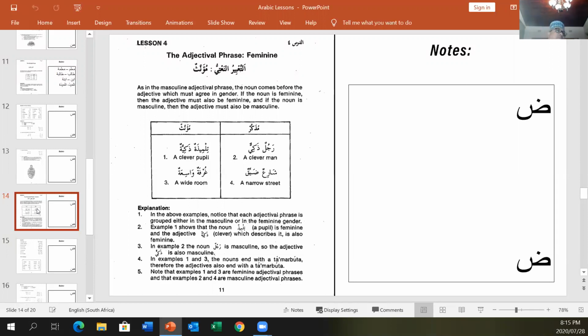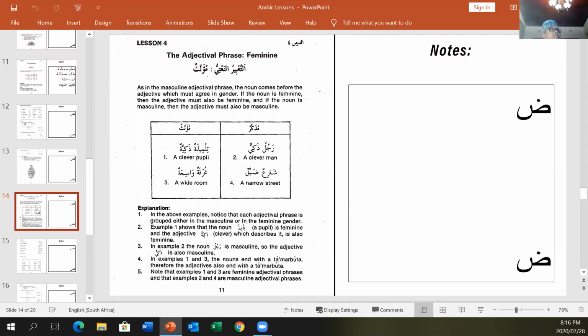Mu'annath, we see on the screen in front of us: tilmidatun dhakiyatun. You see there? Tilmidatun dhakiyatun, that is a female student. We would say a clever female student. And importantly, we can see once again the tanween at the end, the dammatain, the tun, that indicates to us indefinite, therefore it is a. It's not referring to a specific individual, it is indefinite.